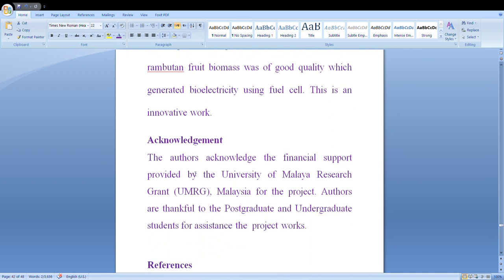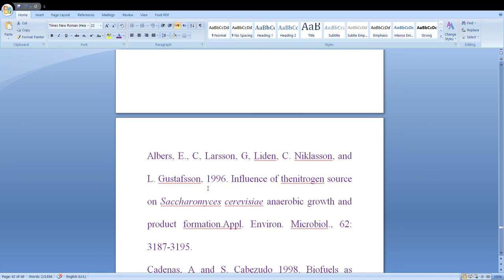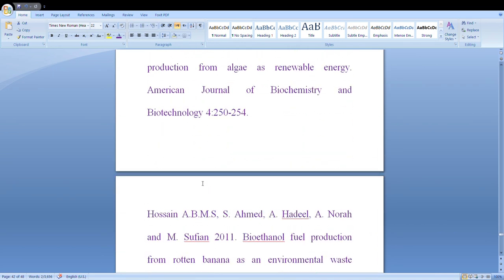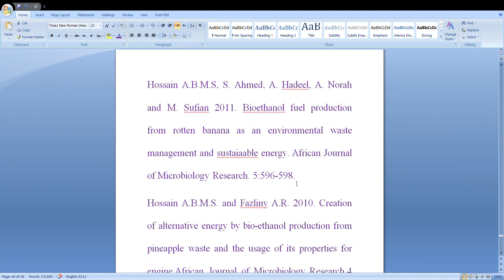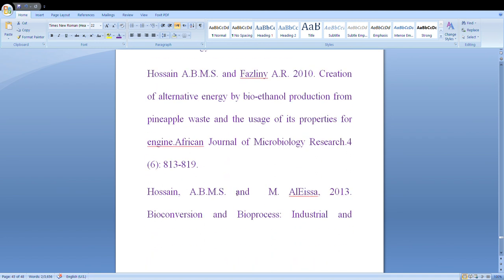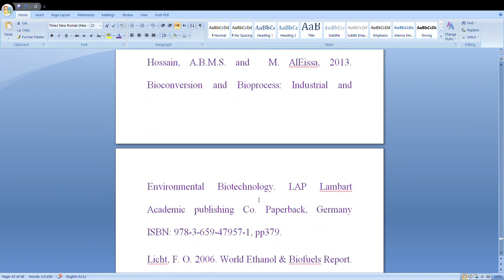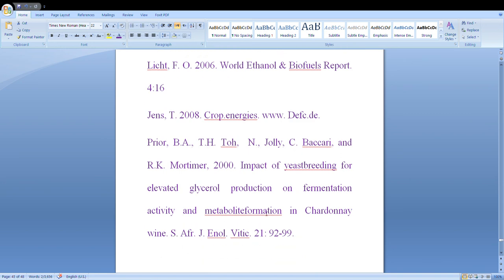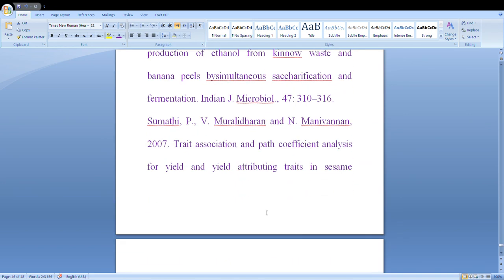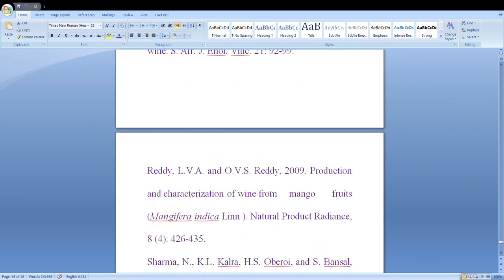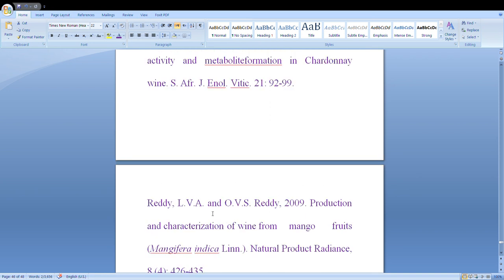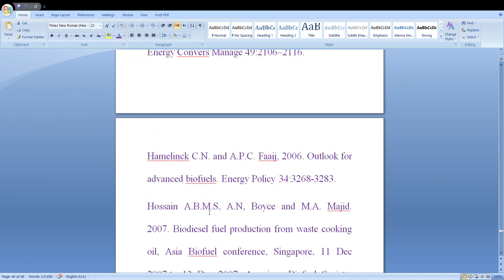Acknowledgements. We acknowledge the funding of the University of Malaya. Then these are the references of the scientists, and many of our papers we also published here: American Journal of Biochemistry and Biotechnology, African Journal of Microbiology, and different types of books on biocombustion and bioprocess in Germany. So it can be found as a chapter in the books. So this is all about our results. This is very innovative work in the world. This is very important for us, bioenergy production from waste.